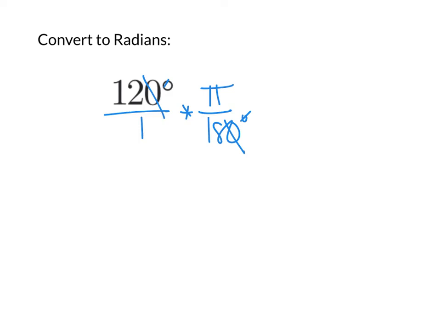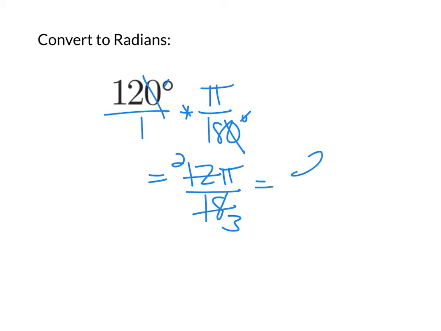Divide both of them by 10, so we'll have 12 pi over 18. 6 goes into both of them, twice here and 3 times here. So 120 degrees is 2 pi over 3 radians.